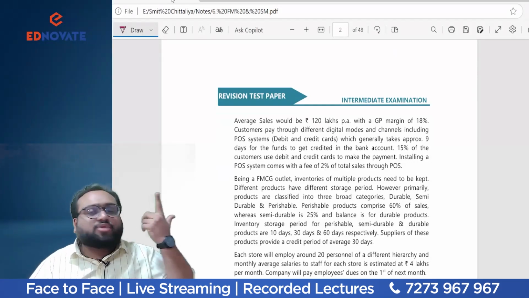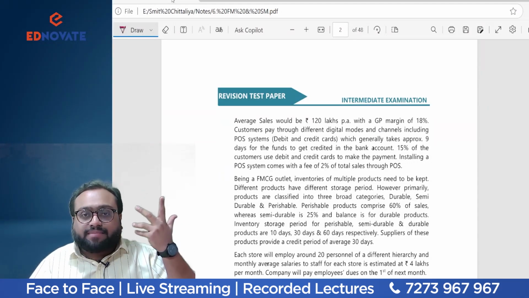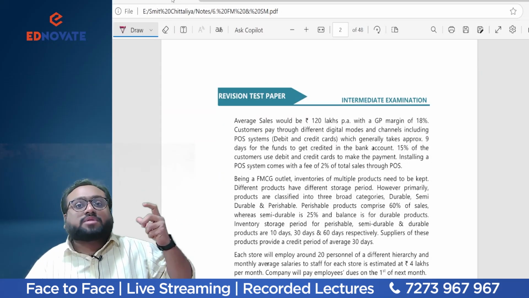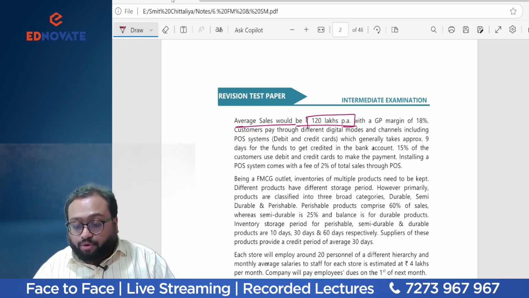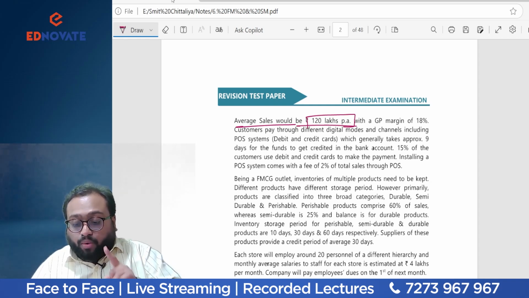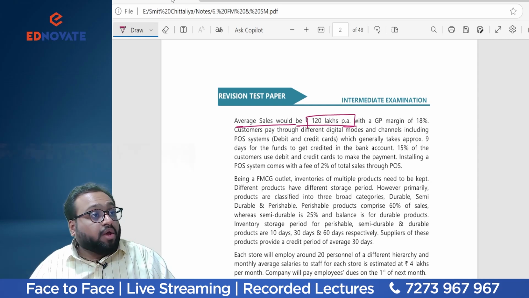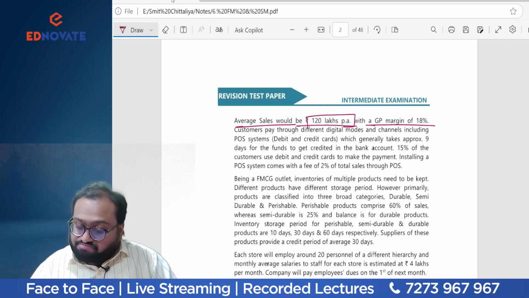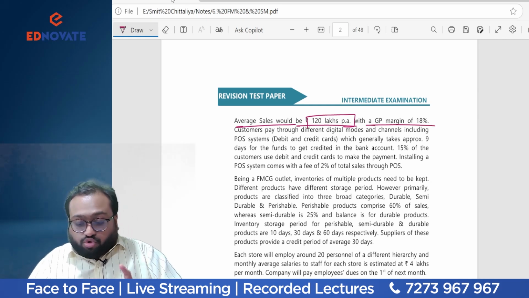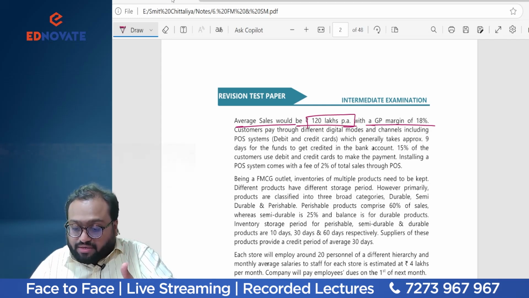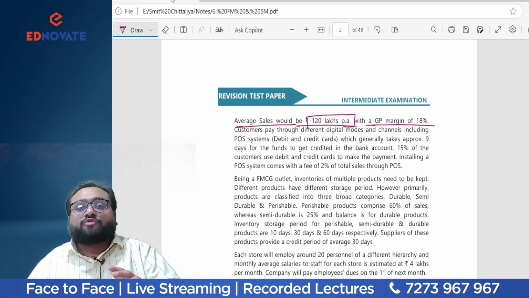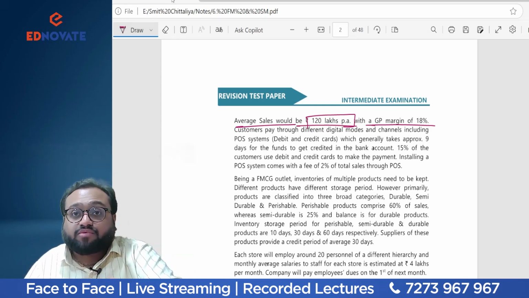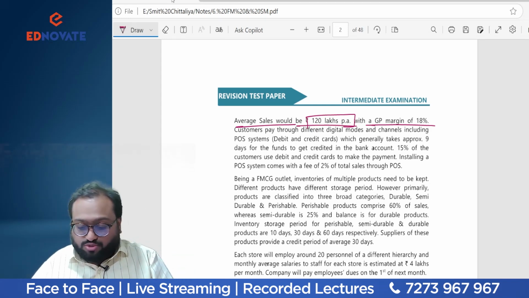This is how you can read the question and solve it very quickly if you know what to grab from the question. Average sales would be 120 lakhs per annum, with a GP margin of 18%. Completely fine. So we have the sales and the GP, and from sales minus GP, I can also get COGS, just a rough idea. Normally, if I know the formula, I just speak it. Yes, sales minus GP, and if COGS is required anywhere, I have it.